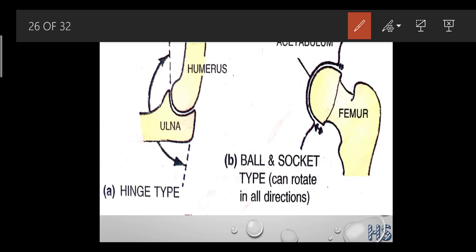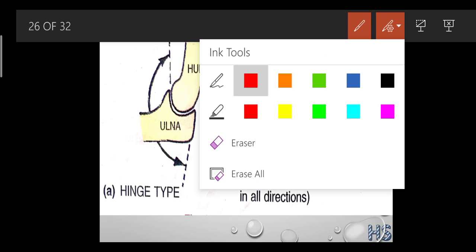Then we have the ball and socket example. What do you mean by ball and socket? We have heard the word socket at our home also. Suppose this is a socket. Inside this socket we fit some electronic gadgets. A 3-pin wire, I am going to insert it. So that is why they are called ball and socket joints.